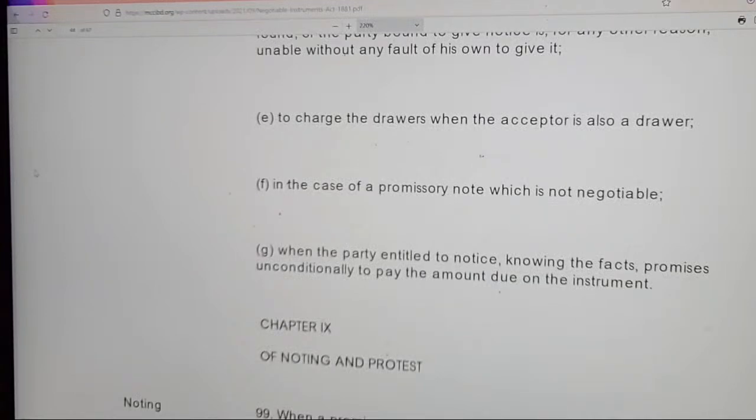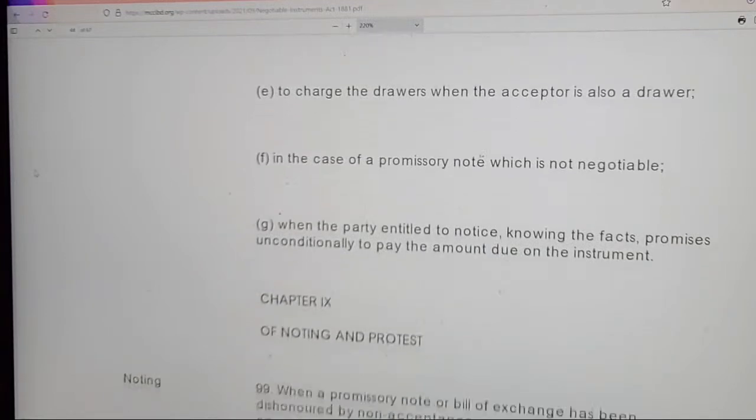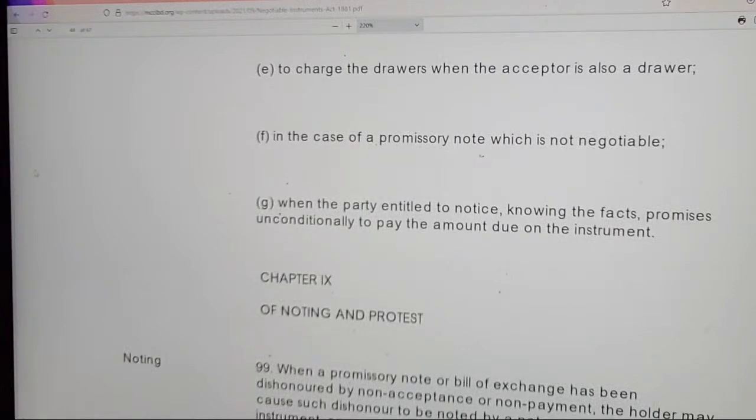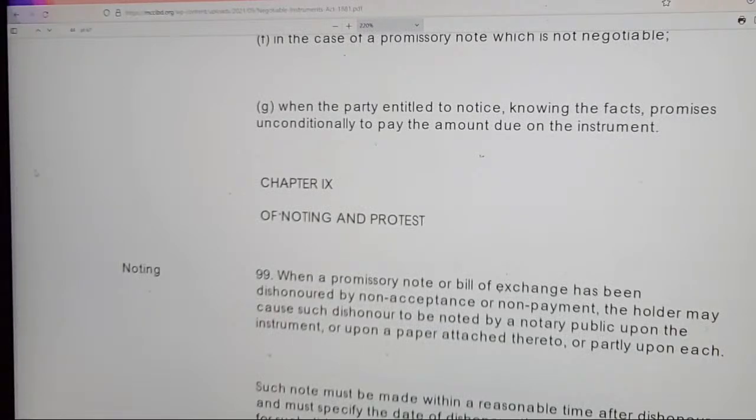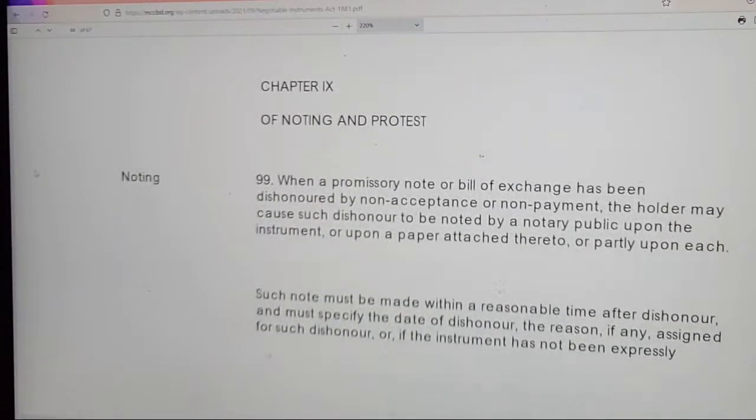E, to charge the drawers when the acceptor is also a drawer. F, in the case of a promissory note which is not negotiable. G, when the party entitled to notice, knowing the facts, promises unconditionally to pay the amount due on the instrument. Chapter 9, Noting and Protest.